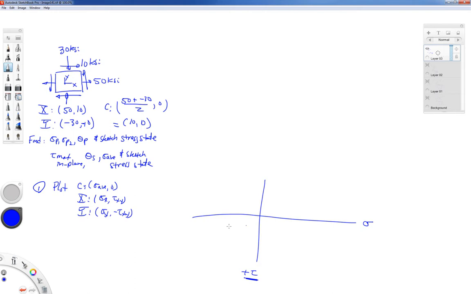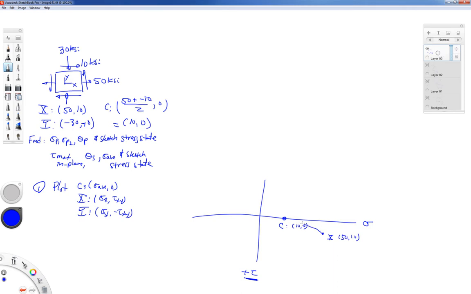So the first thing I do is plot those points. Here's the center of my circle, 10, comma 0, and I plot my x point, 50 down the tau axis in positive 10. I want to label that and put the numbers there so I remember what they are. And then I'm going to put my y point on this.